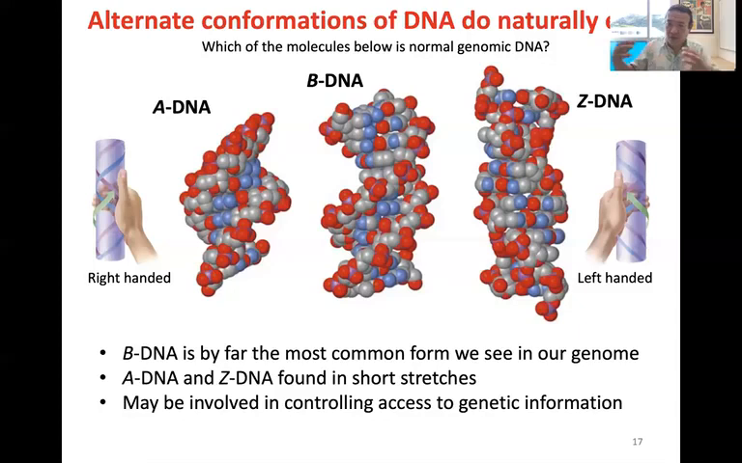Again, because our genome is constantly being acted upon by different molecules that want to unravel the DNA, read stuff from it, etc. All right, so the A-DNA and the Z-DNA can be found in short stretches. And it may be that these alternative localized regions of your DNA that are in these funny kinds of shapes might actually be a way for your cell to control whether the genetic information contained there is accessible or not at that moment for your cell to make use of.